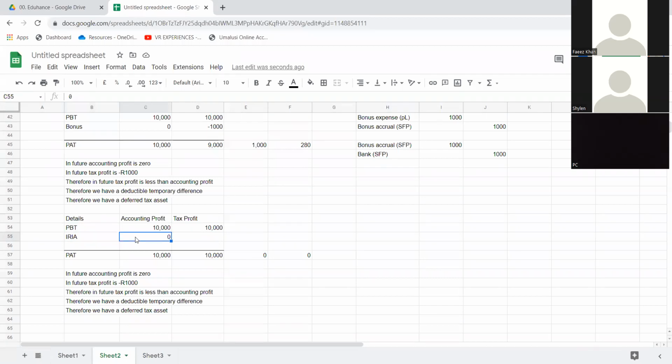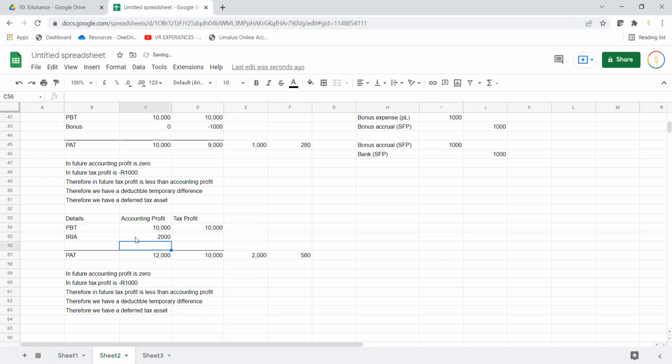So in future, accounting is going to include 2,000 Rand. Because in future, accounting is going to recognize revenue, okay? So because in future, accounting is going to recognize revenue, debit income received in advance, credit revenue, accounting profit would have revenue of 2,000 Rand.